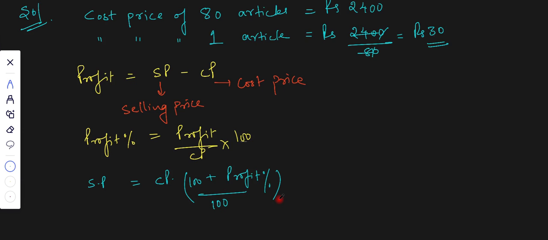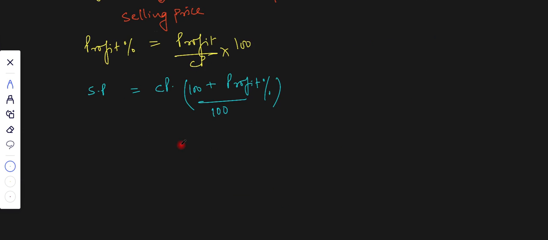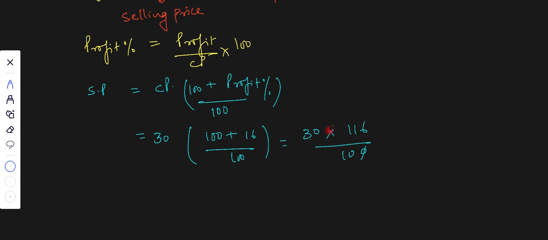So you have the value of CP of one article, that is 30 rupees. So now you can put it here, 30, 100 plus 16% is the profit. So you can write here 30 multiplied by 116 divided by 100. So you can write 3 1s are 3, 16 3s are 48 divided by 10. That is selling price must be equals to 34 rupees 80 paise. Okay, so this is the selling price of that article.